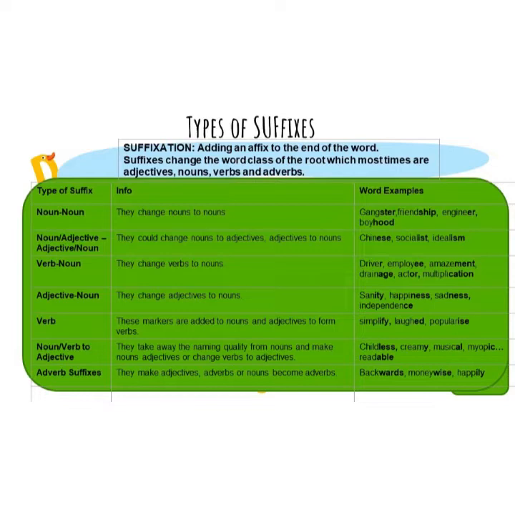Employ, employee. Amaze, amazement. You see that these verbs have changed to nouns because we have verb to noun suffixes. The fourth class is adjective to noun suffixes. They change adjectives to nouns. For example, from sane, you have sanity. From happy, you have happiness. From sad, you have sadness. So these adjectives have changed to nouns. Remember, nouns are naming words.